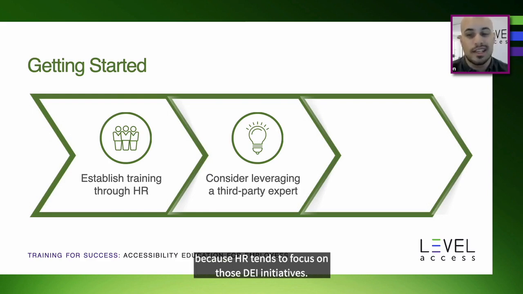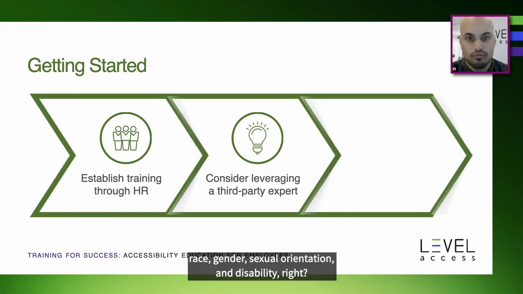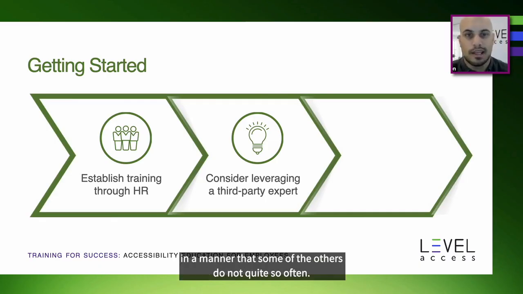focus on those DEI initiatives, and that I is very important, right? Inclusivity remains the inclusivity of everyone: race, gender, sexual orientation, and disability, right? Now, I haven't listed every type of identity category, but disability here is one that often gets overlooked in a manner that some of the others do not quite so often.